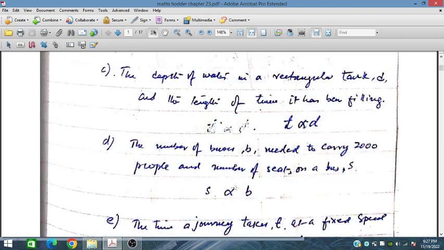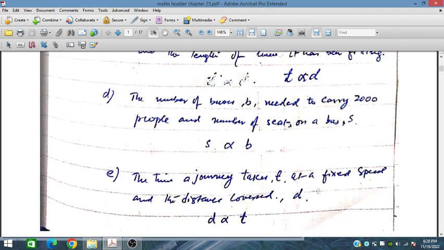The number of buses needed to carry 2,000 people and the number of seats on a bus. If the number of buses increases, the number of seats will increase. So again, it will be a direct relationship.